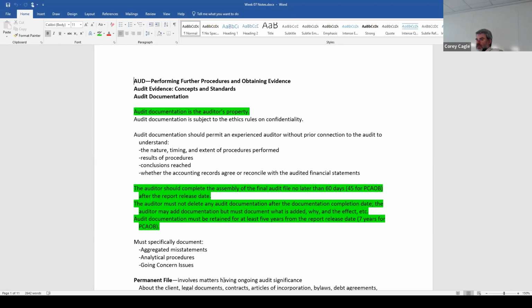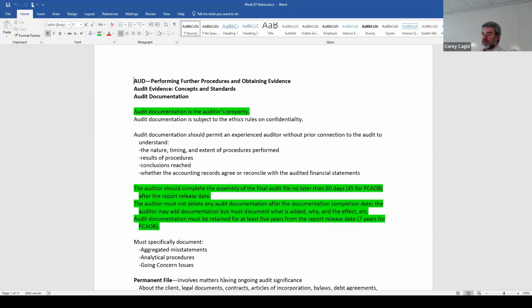And we need to retain these audit documentation files for at least 5 years from the report release date. That would be 7 years for a PCAOB audit. These are just facts that you kind of have to tuck away. I'm not big on memorization type things, but that's just kind of what this is.